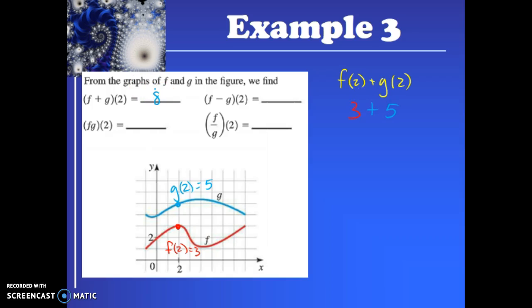Now they were really nice to us, and they stayed at 2 on all these, so I can reuse that 3 and 5 a bunch of times. This is taking the f value, which was 3, minus the g value, which is 5. 3 minus 5 is negative 2. If they had gone to a new coordinate, I would just have to use the graph to be able to get some new values.